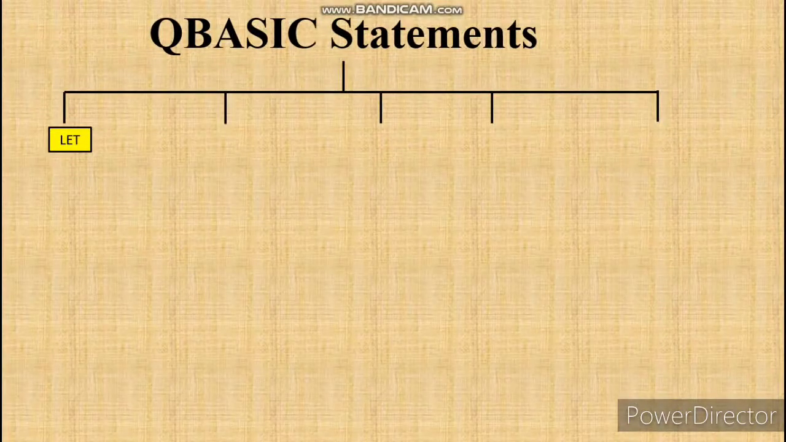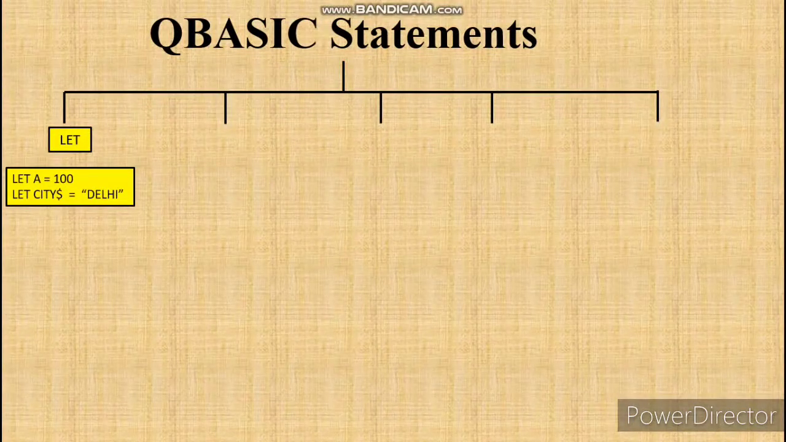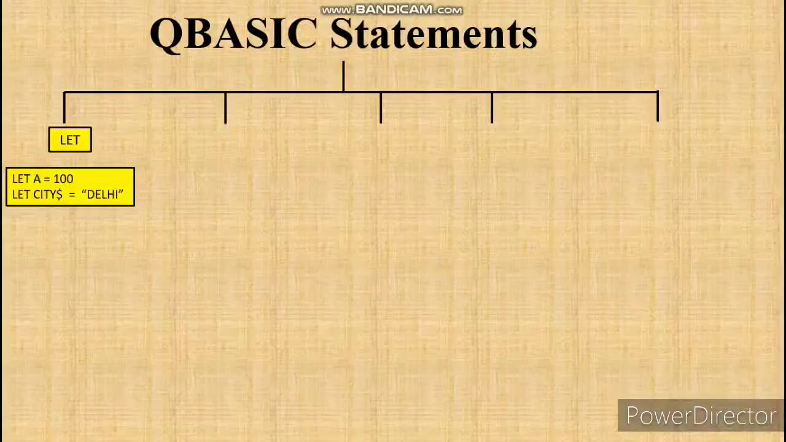For example, LET a = 100. In the first line, we are assigning the value 100 to the numeric variable a. Right? LET a = 100 means we are assigning value 100 to the variable a. And the second example, LET city = "Delhi". Here we are assigning the value Delhi to the string variable city, right?